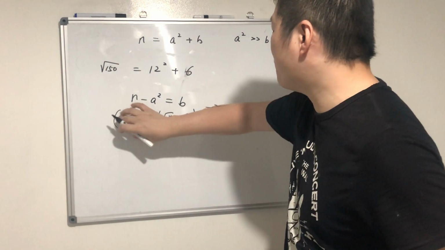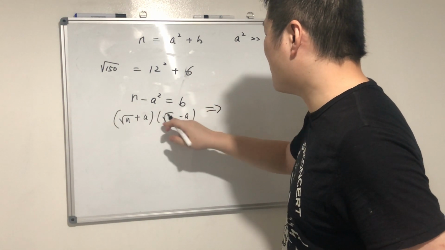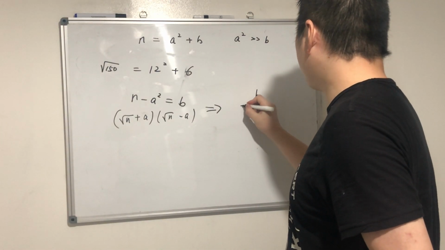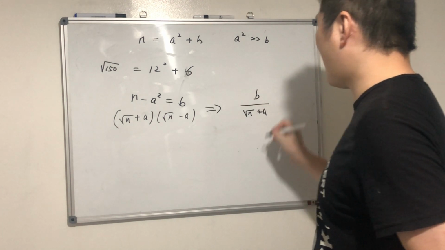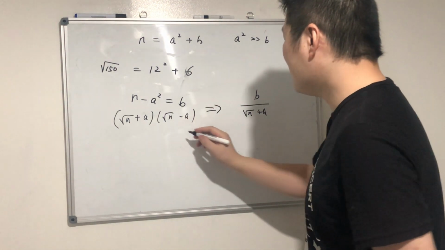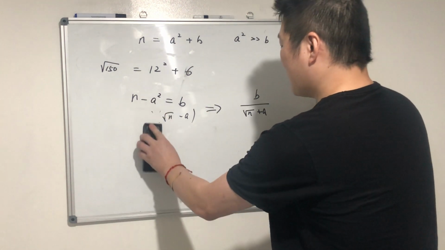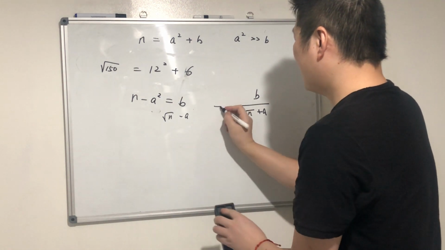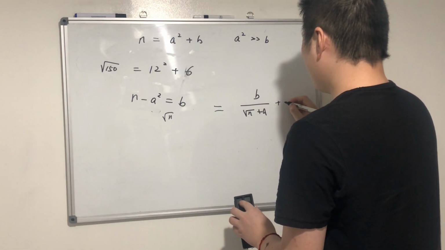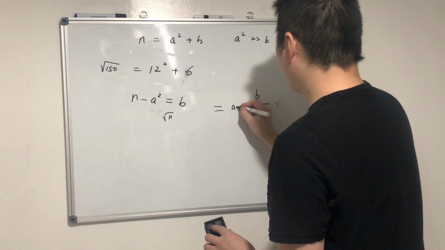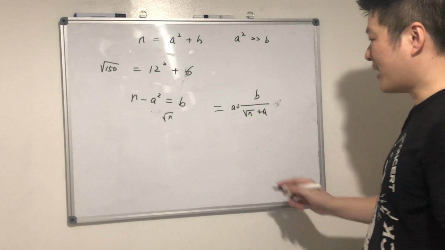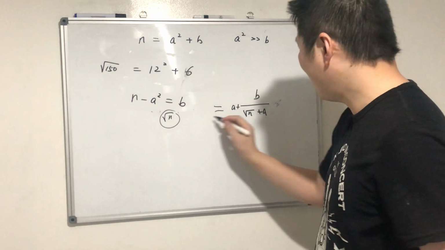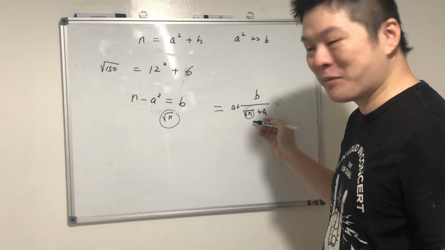So b, if we move these things to the right, it will be b divided by (square root of n plus a), and that will be equal to square root of n minus a. And then what happens if I move the a to the right-hand side? That will be plus a. Look, this is the thing we want to compute, the square root of n, and this is the square root of n we are going to compute.